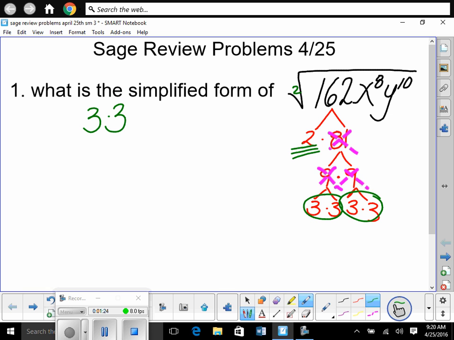Okay, so we're pulling out groups of 2 for x to the 8. Now we can do it the long way and write out 8 x's, right? Pull out groups of 2, but I'm going to think about it in a more advanced way. We're pulling out groups of 2. How many groups of 2 are in 8? When you do 8 divided by 2? 4. Did it come out evenly? So we'll pull out x to the 4th.